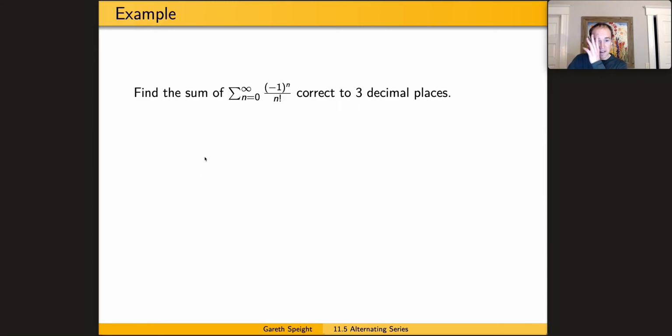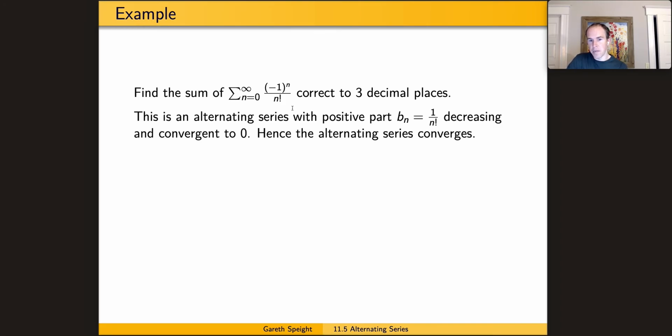Okay, so let's, for example, find the sum of (-1)^n over n factorial to 3 decimal places. We see the (-1)^n there on top, so it's going to be an alternating series. The positive part, the part without the alternating sign, is 1 over n factorial. That's decreasing and convergent to 0 because the bottom, n factorial, is increasing and going to infinity. So by the alternating series test, this series converges. Of course, it doesn't tell us what it converges to.